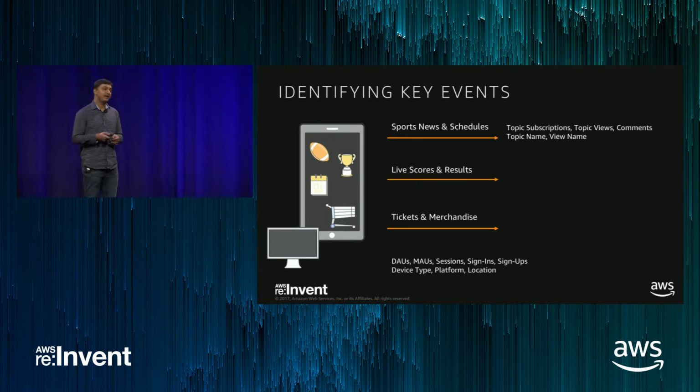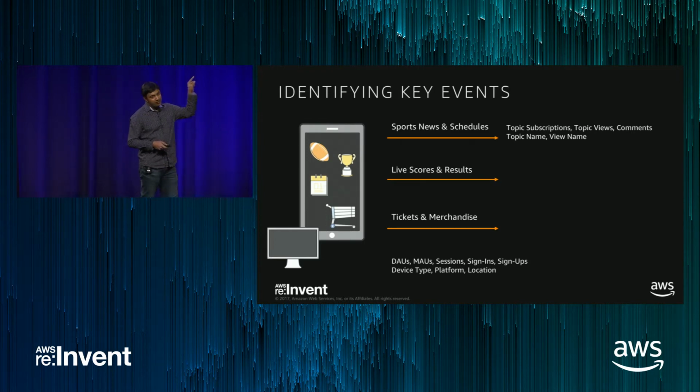I would then track the views of each news article. And maybe the application has a comments section, and I would want to track how social my users are, so I'd track that as an activity. And I would want to qualify those actions or events with the name of the topic or the name of the view.